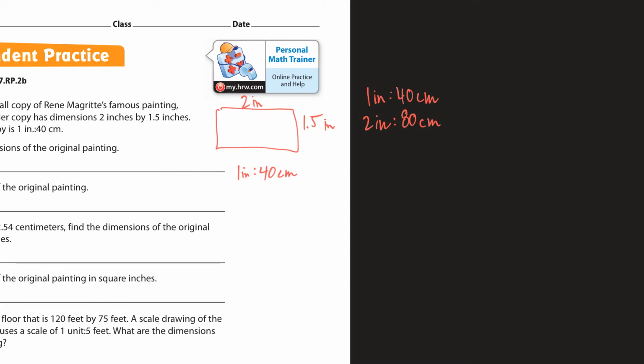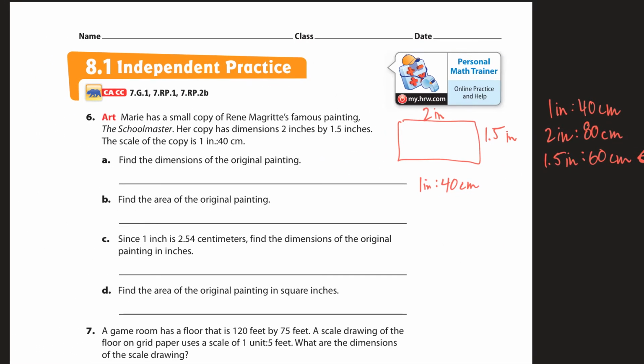Okay, and then the other one is 1.5, which would be 40 times 1.5, which I believe is 60 centimeters. See, I got that by 40 times 1.5. And so there's my dimensions. It is 80 centimeters by 60 centimeters. Find the area of the original painting.